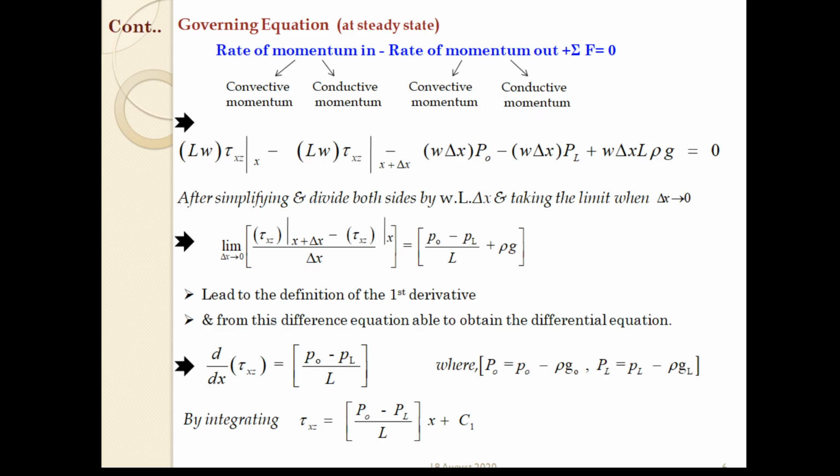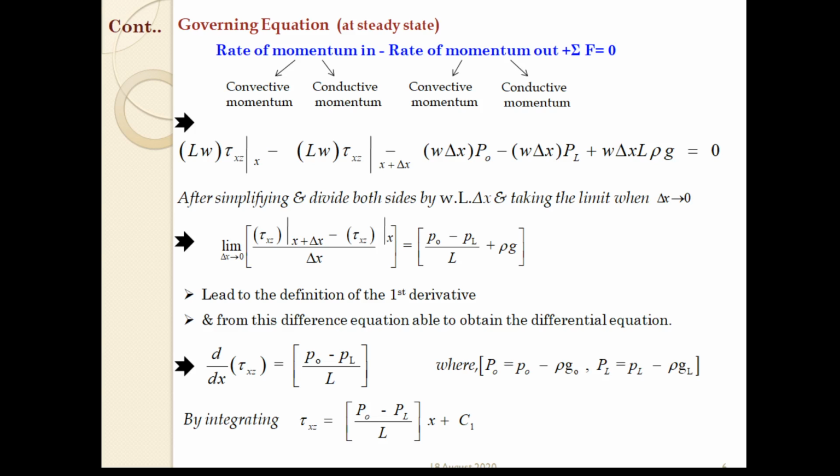Now all of this equals 0 at steady state. After simplification, dividing both sides by W L del X and taking the limit as del X tends to 0, we get the limit of tau xz at X plus del X minus tau xz at X upon del X, which equals P naught minus PL upon L plus rho g. This leads to the definition of the first derivative, so from the difference equation we are able to obtain the differential equation.